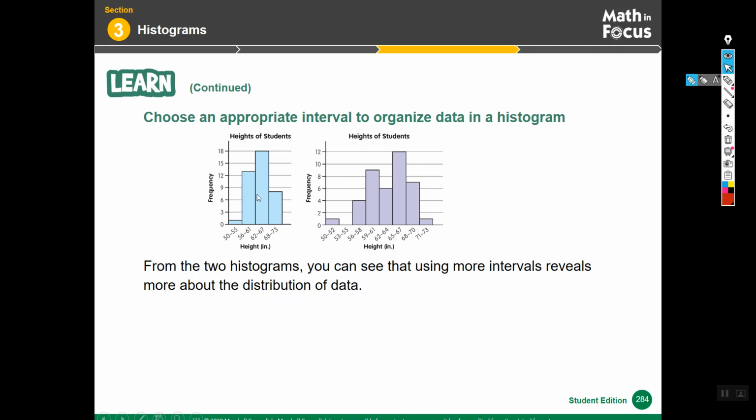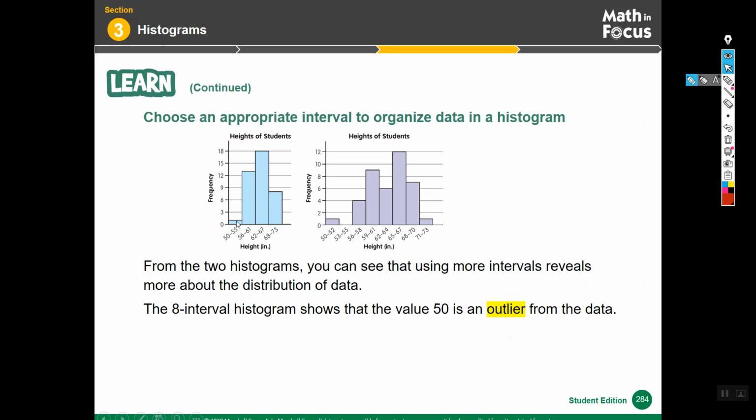Like I said, this arch here was a pretty clean arch, whereas this one goes up, then you have this dip, and then you're back up again, and then down. So it gives you a clearer picture of exactly where those heights lie. Depending on what you're trying to display, those intervals become important.